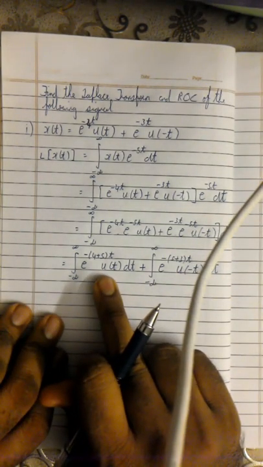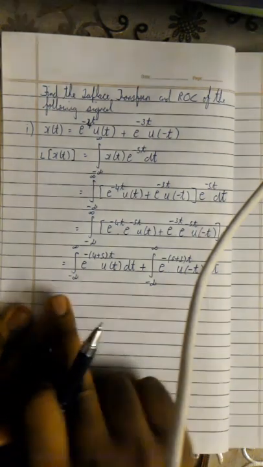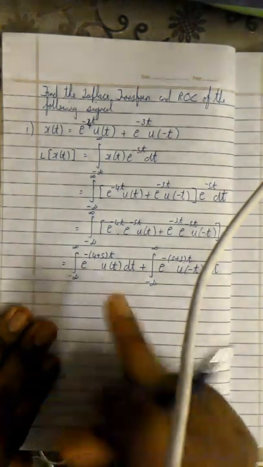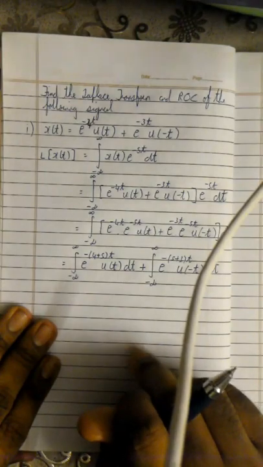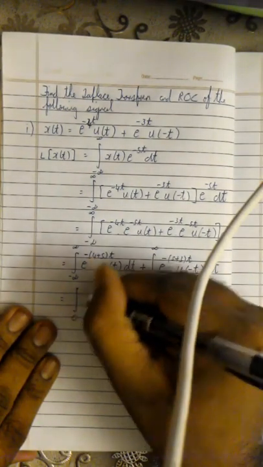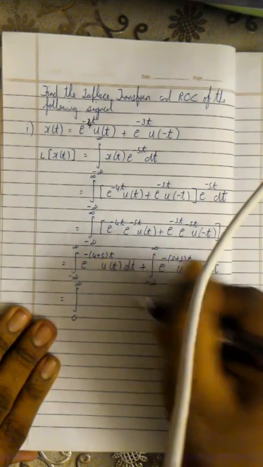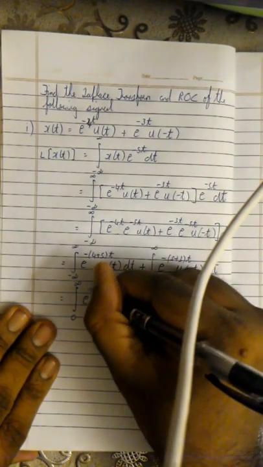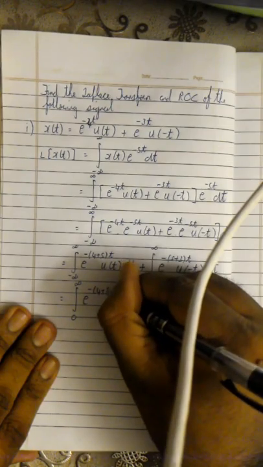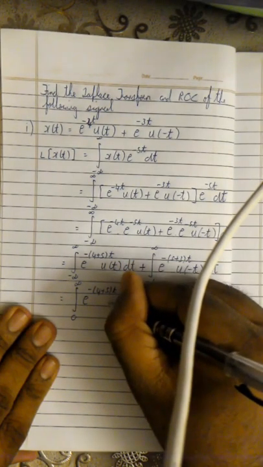u of t is a unit step function which is 1 when t is from 0 to infinity. Otherwise u of t is equal to 0, right? So I'm going to substitute that over here. That means the limits will become 0 to infinity. At 0 to infinity u of t becomes 1. So e raised to minus 4 plus s into t into 1 dt.